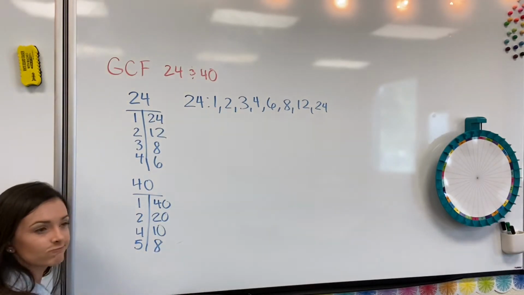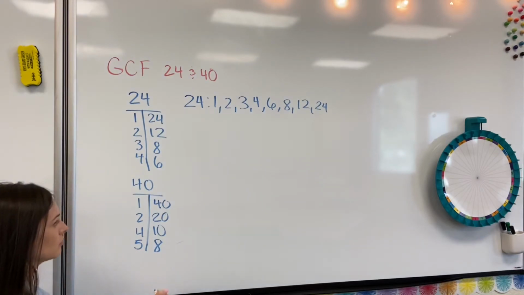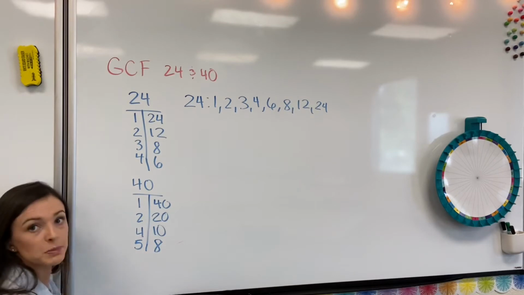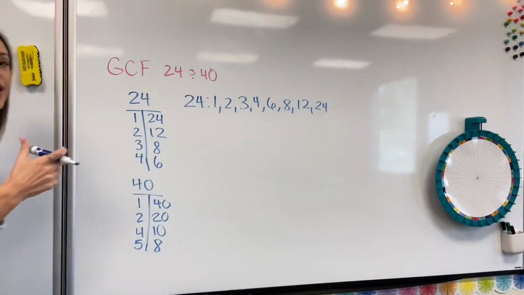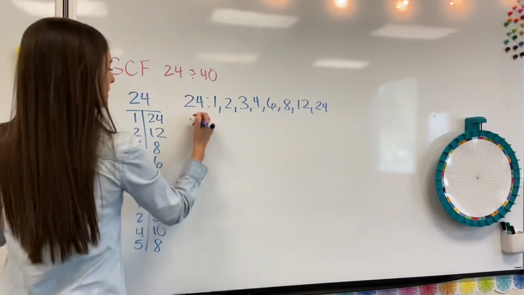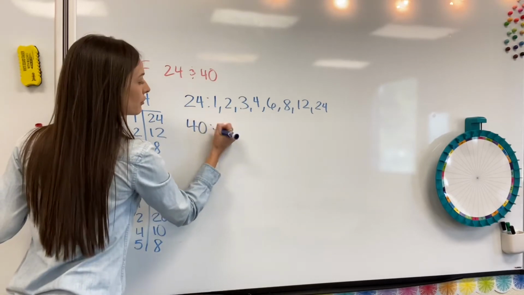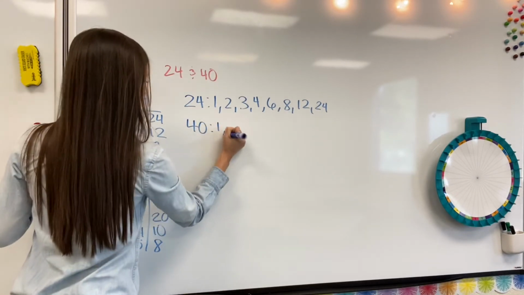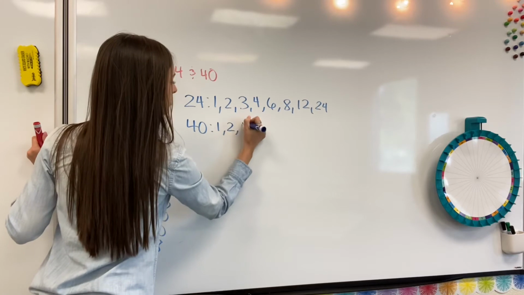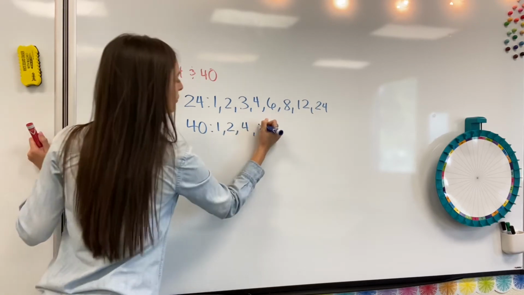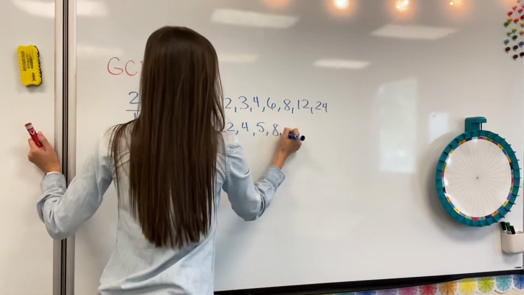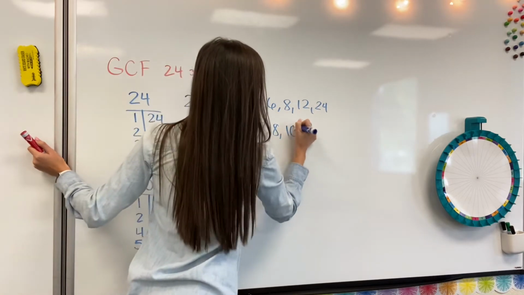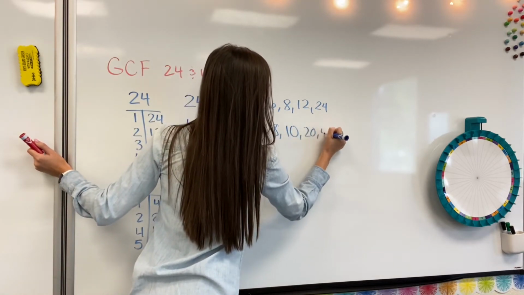6? No. 7? No. 8? Yes, and it's already there, which means I've found all of the possible factors of 40. So now I'm going to list out these factors of 40, and I know that the factors are 1, 2, 4, 5, 8, 10, 20, and 40.